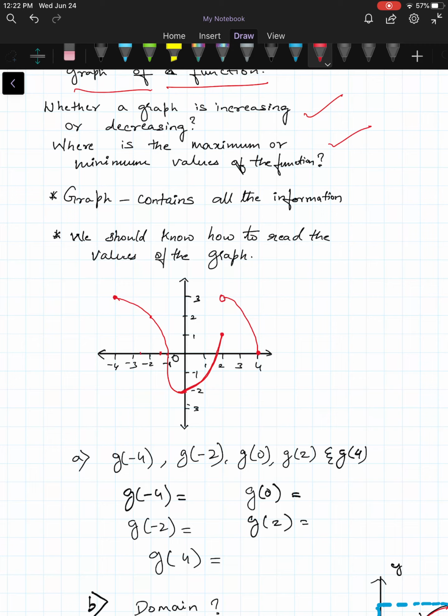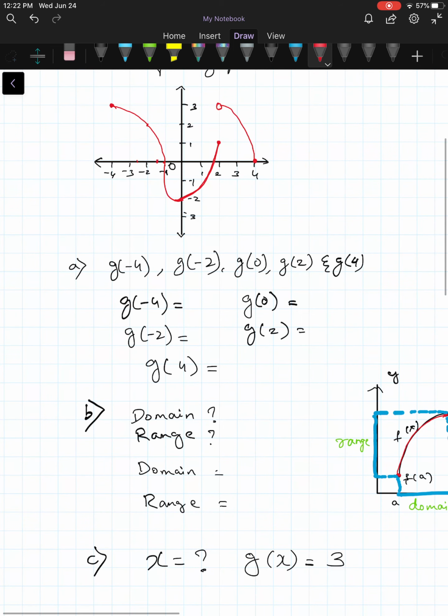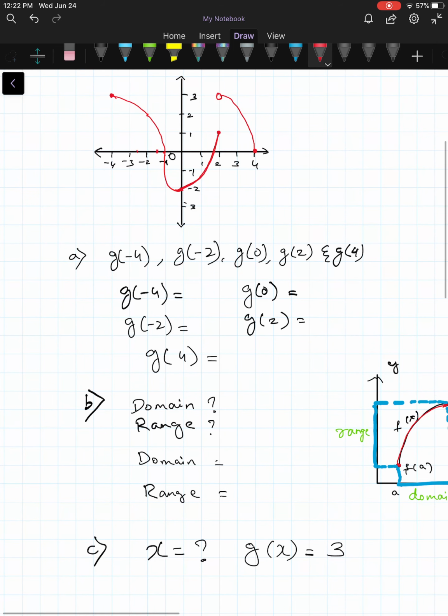So let us learn those techniques: how to find out, using the pictorial representation of a graph, whether it is increasing or decreasing, how to find out the domain and range of a function, how to find out values of a function at a particular point, etc. Here is a graph. I will teach this particular concept using an example.